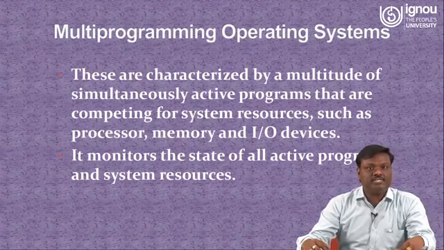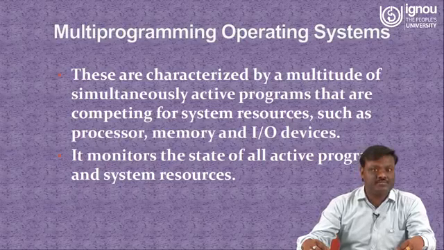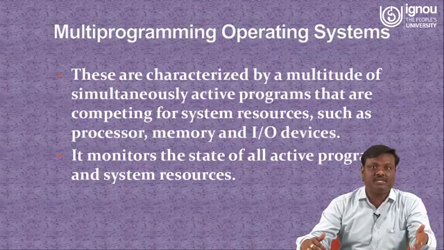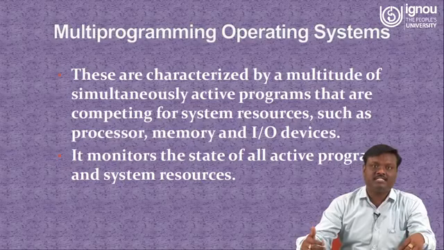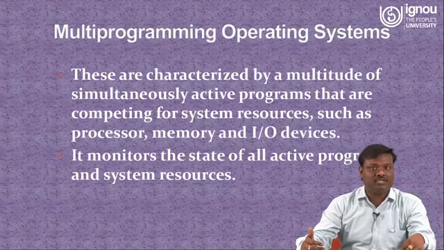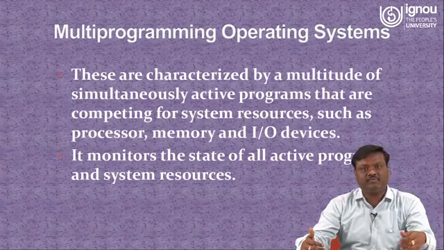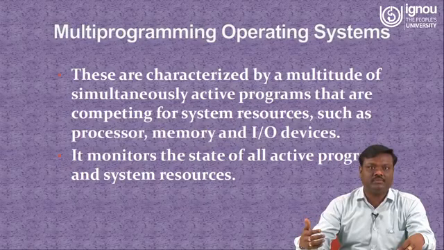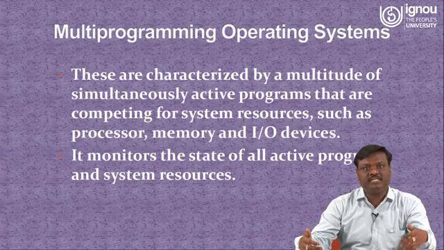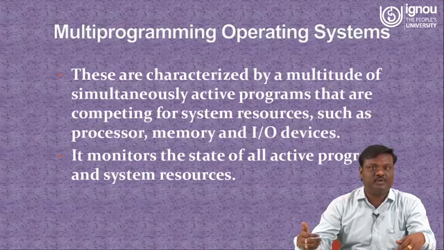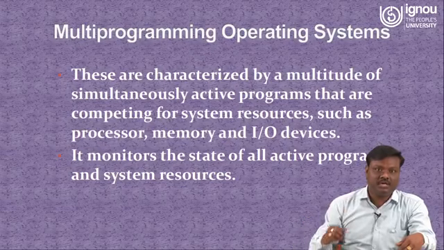Multiprogramming operating systems are characterized by a multitude of simultaneously active programs that are competing for system resources. System resources are very limited, but several processes want to use them. Suppose a printer is there, P1 may be requesting the printer, and at the same time P2 and P3 may also be requesting it. Once it has been allocated to P1, it will follow an algorithm, either preemptive or non-preemptive. Depending upon the algorithm, once the printer is allocated, the next assignment will go to the next process depending upon the algorithm it follows at the back end.